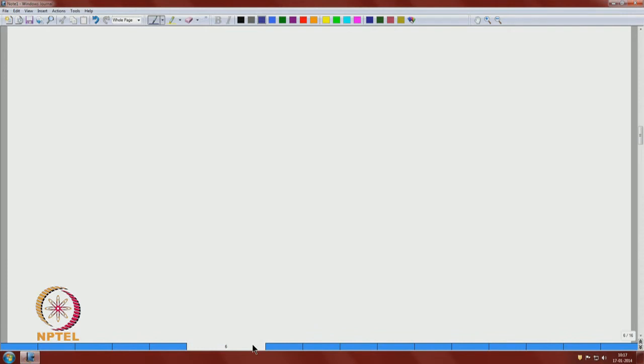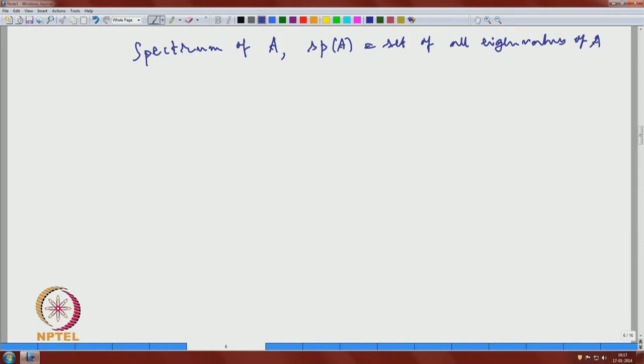Yesterday I introduced the concept of spectrum of A, denoted by Sp(A). This is the set of all eigenvalues of A. Though A is a real matrix, an eigenvalue of A could be real or complex.